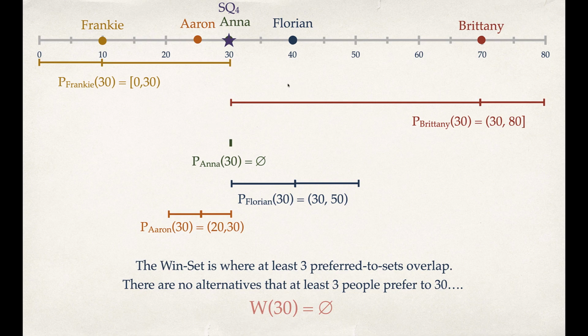All right, this is the logic of the median voter theorem and why the ideal point of the median voter cannot be defeated in pairwise majority rule. The person who is at the median, and how do I know she's the median? Well, I have 1, 2, 3, 4, 5 people. So to find the median, we just start tossing people out. So toss Frankie, toss Brittany. Toss Aaron, toss Florian. Here's Anna in the middle. She's the median voter.